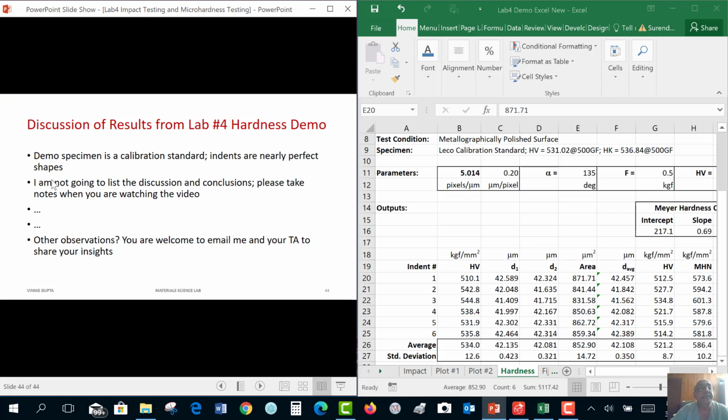When I give you the assignment specimen, that is a real specimen, 1018, and your indents are not going to be that perfectly shaped. Again, as I said, please listen to my discussion, take your own notes, and if you have any other observations, please email me and your TA, and I'll be happy to discuss it with you. Thank you.